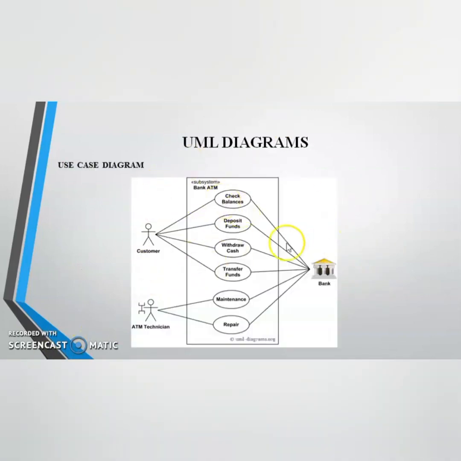This is the use case diagram. Here these are all the actors: customer, ATM technician, bank. These three are all actors. This line represents the relationships and these are all the use cases. The customer can check balances, deposit funds, withdraw cash, transfer funds. Whatever operations are performed by the customer are stored or updated in the bank. Updates are recorded in the bank. Next, the ATM technician can maintain and repair the ATM center. If any repair occurs, it is informed to the bank.